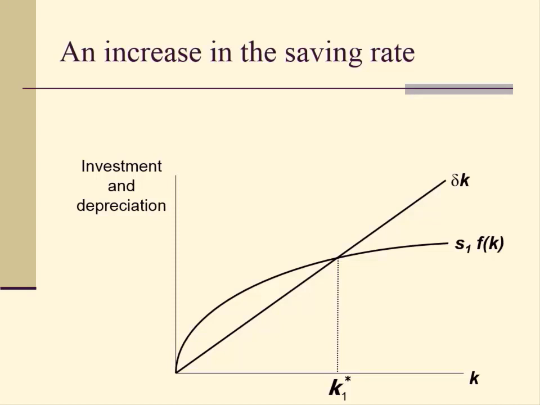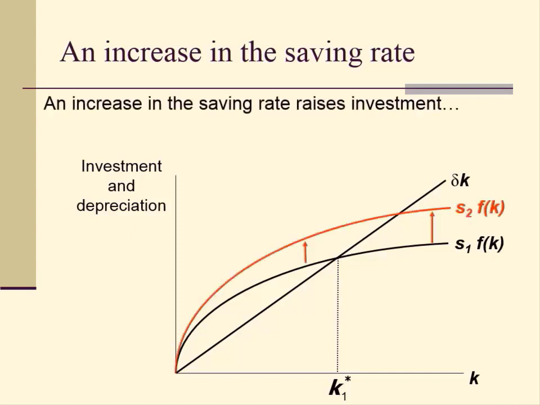And as you see here, you're initially at K1 star, the initial steady state. And then let's assume there's an increase in the saving rate. So what would happen is this. An increase in the saving rate would raise investment. This will cause the steady state K to grow toward a new steady state.